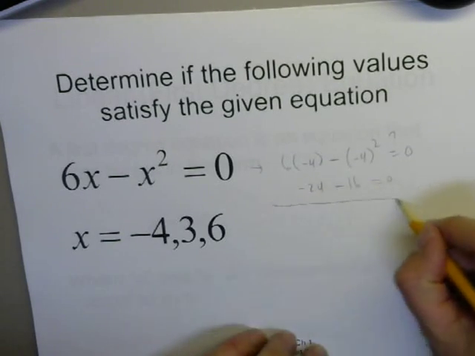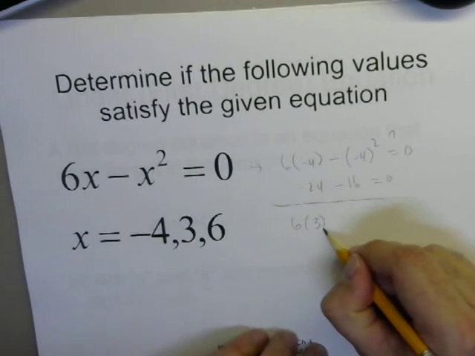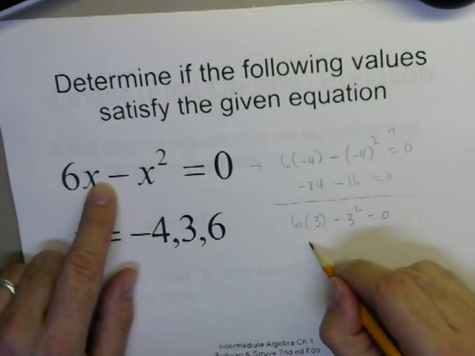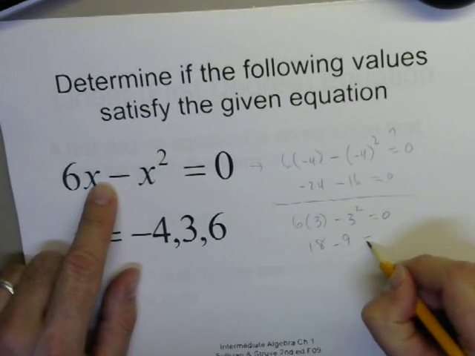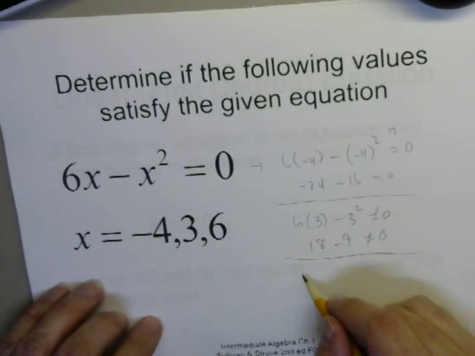Then you do the same thing with 3. Take the same equation, wherever you see an x, put in a 3. So I'll have 6 times 3 minus 3 squared. Is that 0? Well, that's not true, because that'll be 18 minus 9. That's not 0. And one of the answers that they give you should work.